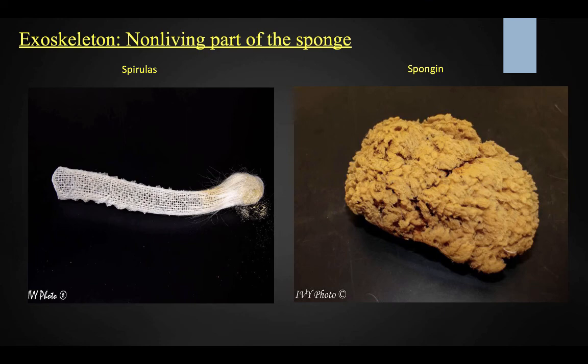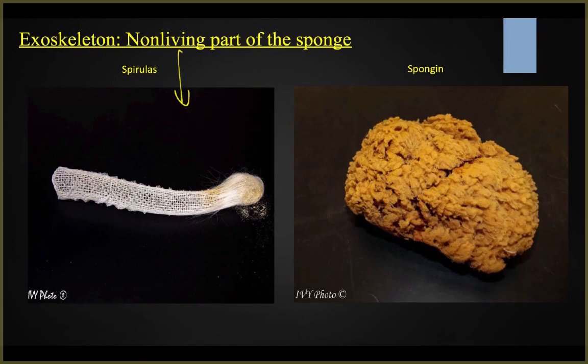Now, the exoskeleton is the non-living part of the sponge, and we talked about one form of it. It's just the spicules, and you can see that here. Sorry, this is spelled wrong. S-P-I-C, spicules.